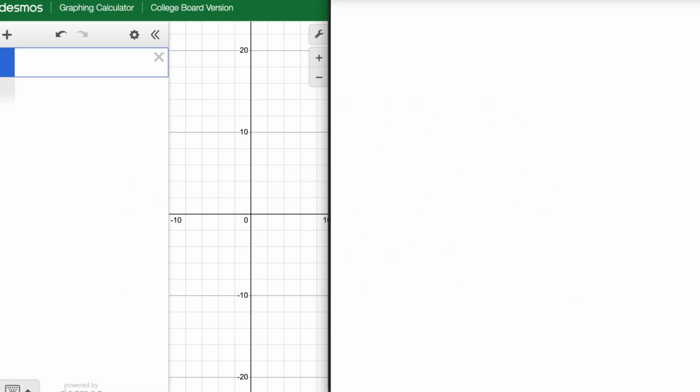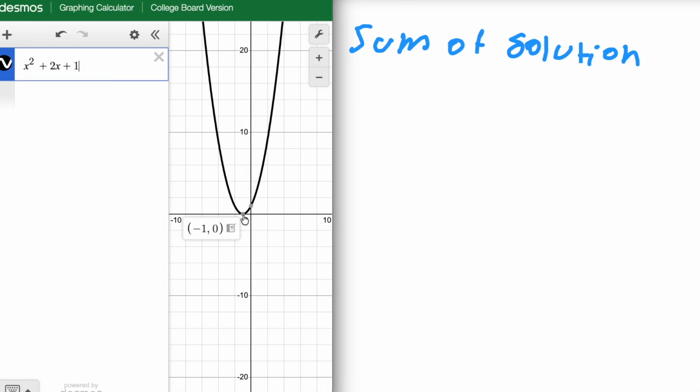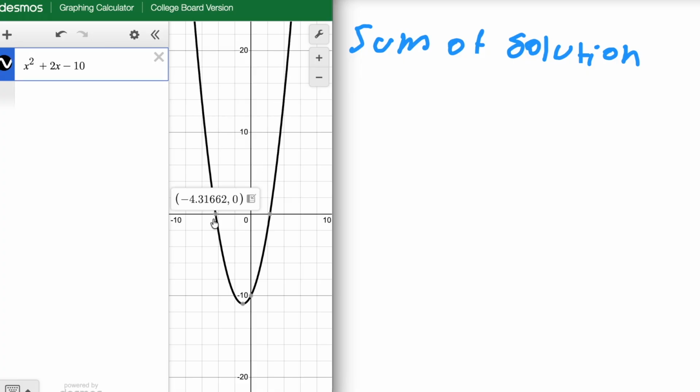So the first thing that pops up a lot on the SAT math is the product and sum of solutions. I'll go over the sum of solutions first, which is just the sum of the two solutions. If I was in Desmos writing the equation x squared plus 2x plus 1, the solution here would be -1. And say if it was -10, the solutions here would be this and this one. What you would do is just add these together to get the sum of solutions.